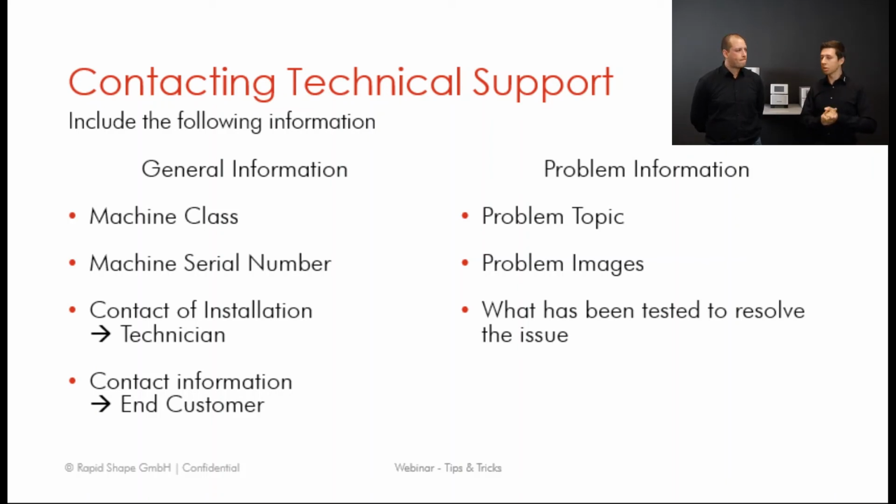You are most likely in contact with the customer, or you already know about the issue a lot. So what we need to know as general information is the machine class and the machine serial number. Best thing would also be to get the contact of the installation, so the technician who did the installation there, because he might know most about the area and about the people we have to contact. The next point is the contact information of the end customer, the user. These are the information we need just to have the general information, to get contact, maybe additional information. The second one, also really important, is the problem information.